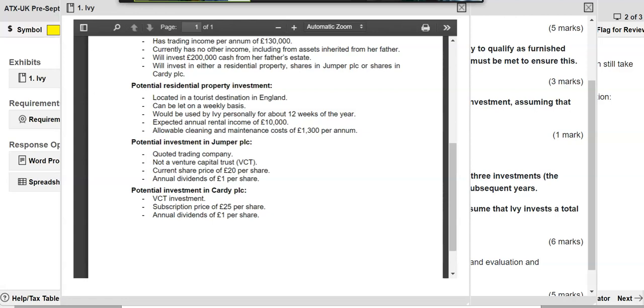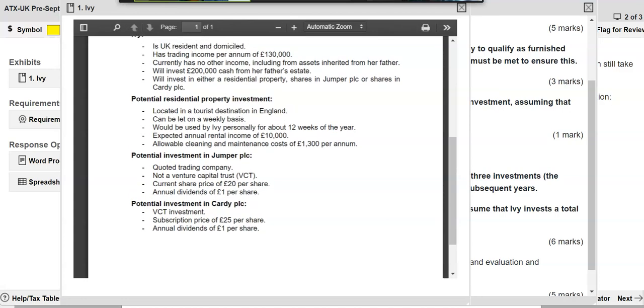Expected rental income of 10,000. Allowable cleaning and maintenance cost of 1,300. So this means that the income would be £8,700. On this £8,700, the tax rate would be how much? 40%. Because she is also having a trading income of £130,000. So this will be an income in addition to that 130. So the tax rate on this would be at the rate of 40% because she is a higher rate taxpayer at the moment.